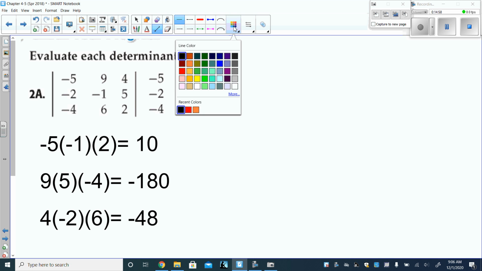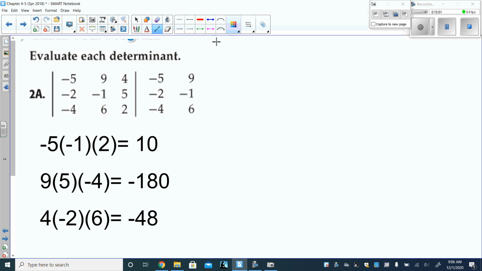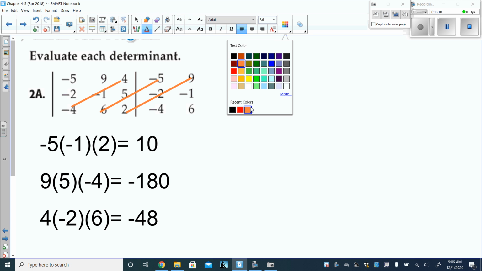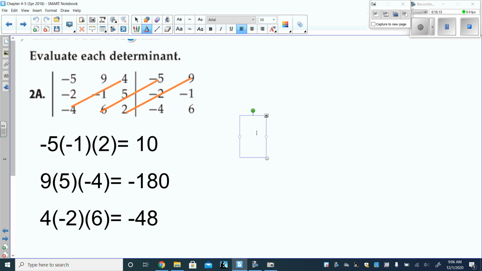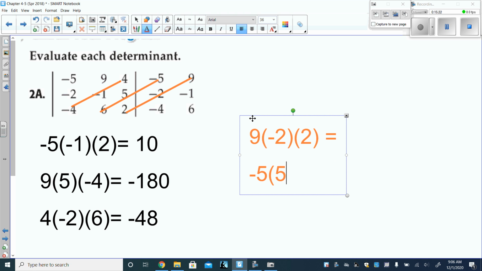Now we're going to do the diagonals going in the opposite direction, from right to left. So we'll have these three diagonals here. Our first diagonal is going to be 9 times -2 times 2. Our second will be -5 times 5 times 6. And our last will be 4 times -1 times -4.